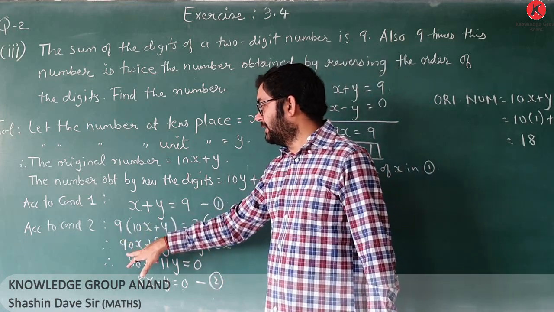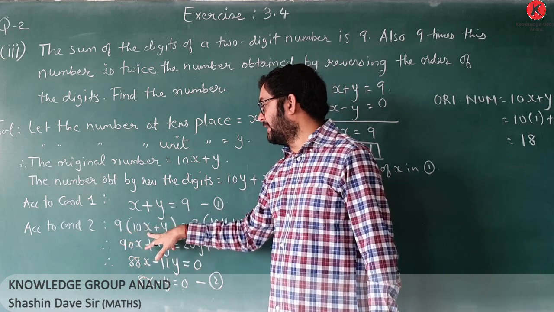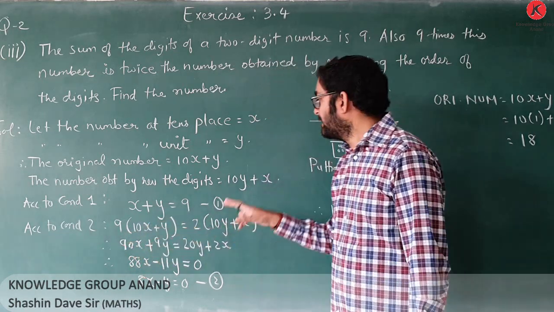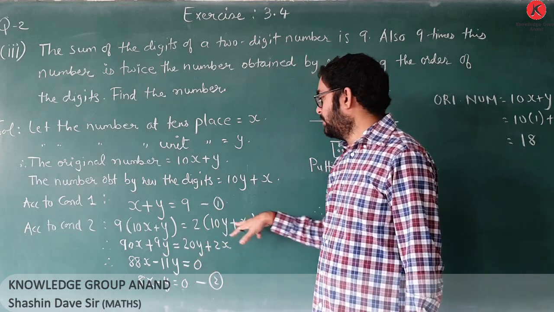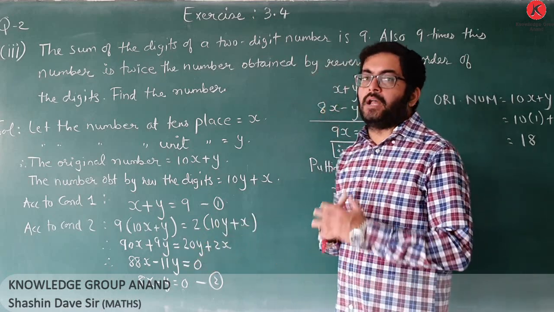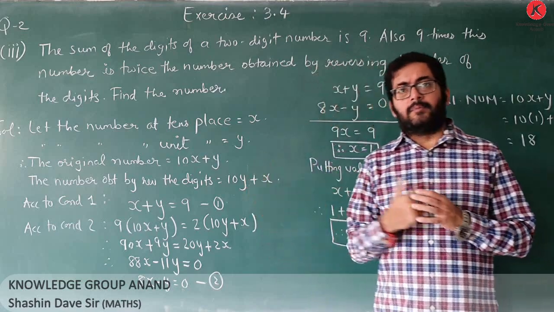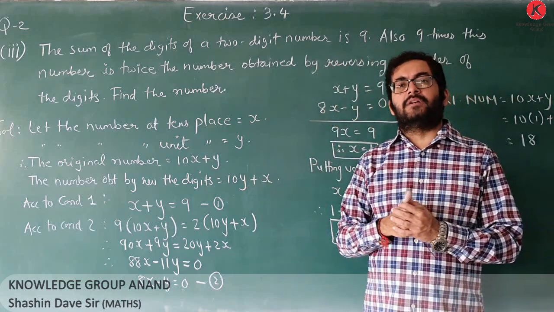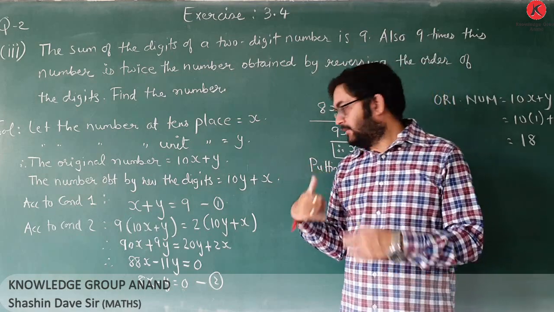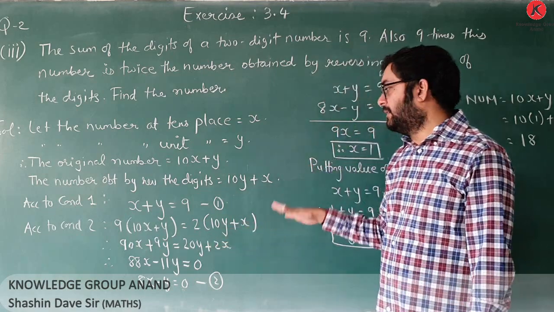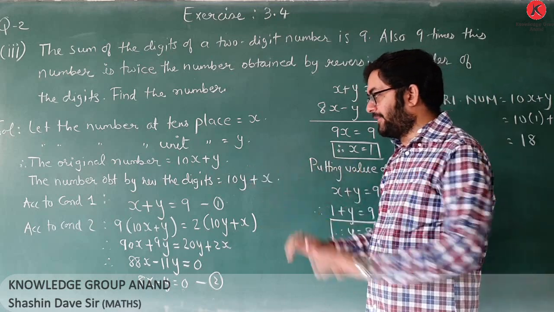So, 10 into 9, that is 90x, plus 9 into y is 9y, is equal to 2 into 10y, that is 20y, plus 2 into x, that is 2x. Now, in this particular method, we always have x and y on the left hand side of the equation and the constant term on the right hand side of the equation.